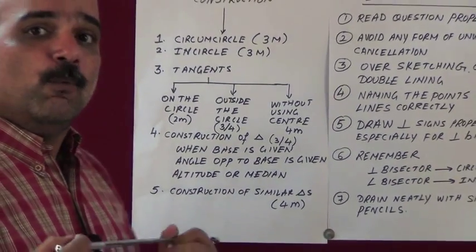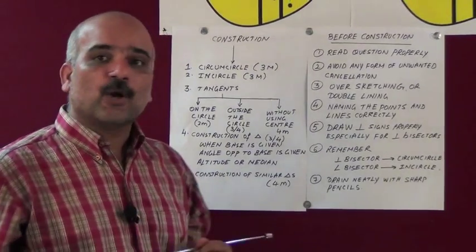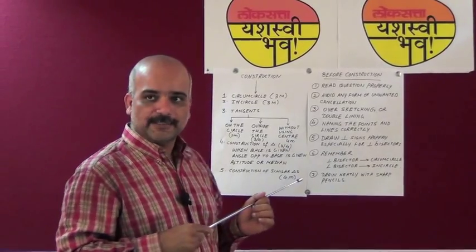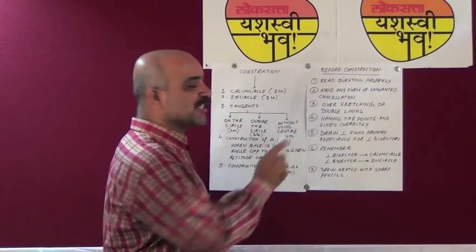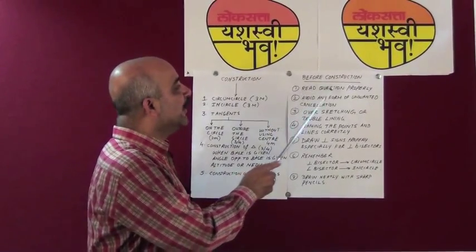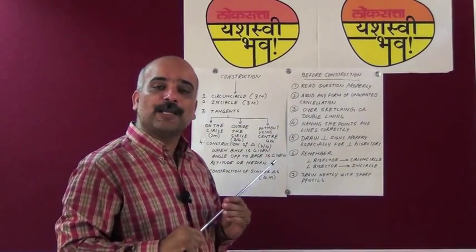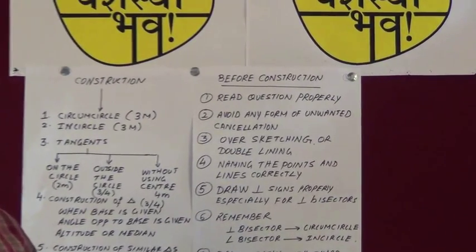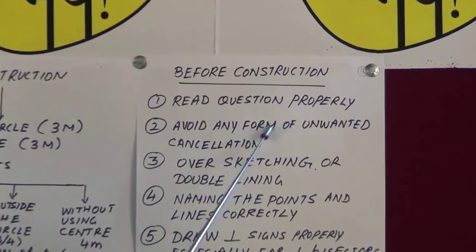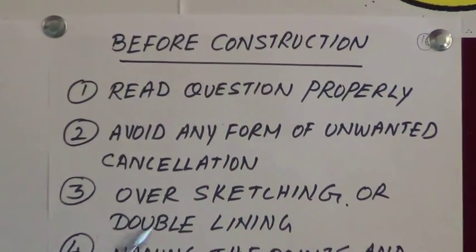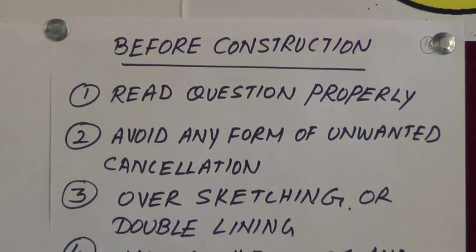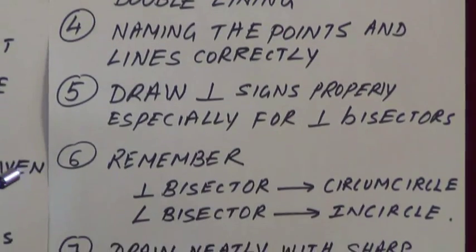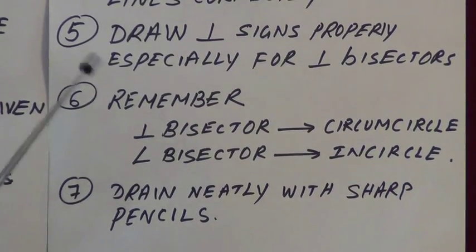Dear friends, while drawing constructions, there are certain mistakes which the students commit. Let us see those mistakes. So I just mentioned here, before construction, remember some things. First, read the question properly. When I say read questions properly, it means read the measurements properly, read the segments; whatever segment or point is given, you should be clear of it. Second is, avoid any form of unwanted cancellations, over sketching or double lining. Normally it is observed that in spite of the fact that a line is drawn, you overwrite on that. Please avoid it and use a sharp pencil.